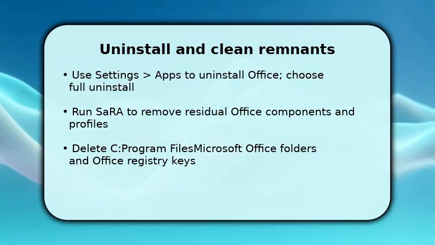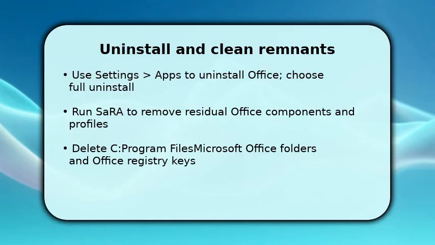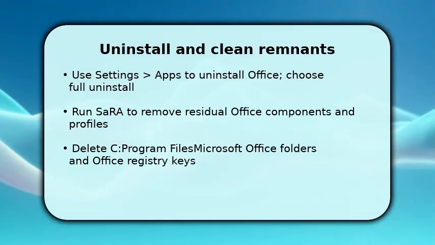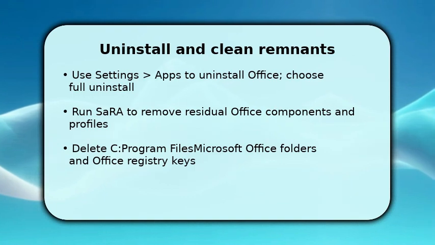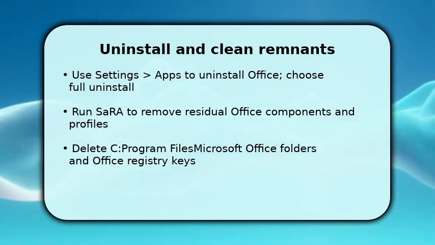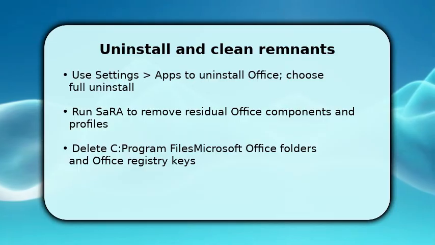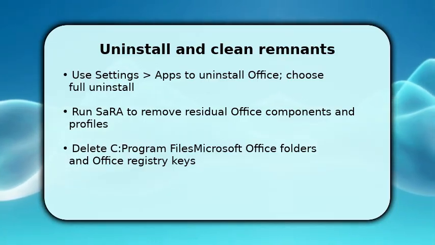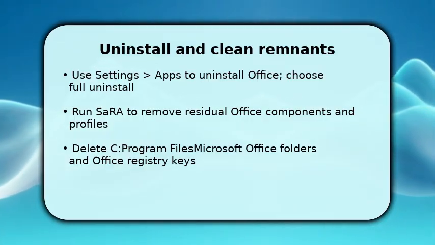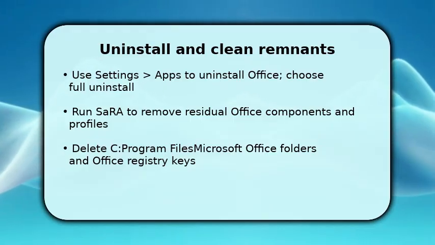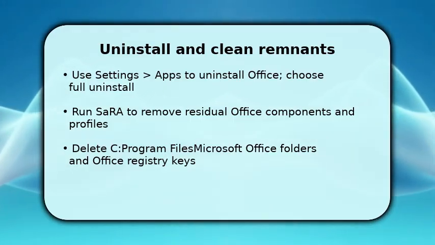Once SARA finishes, manually delete C:/Program Files/Microsoft Office and C:/Program Files (x86)/Microsoft Office if present. You're almost done. Reboot the PC to finalize file and service removal. Then sign in and confirm Office entries are gone and file associations reverted.